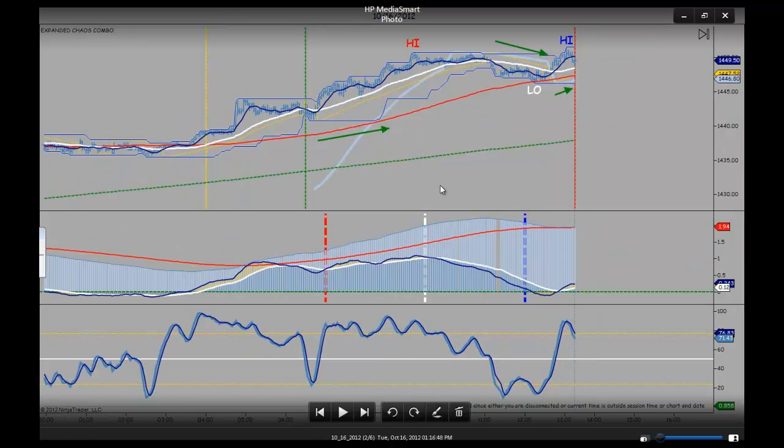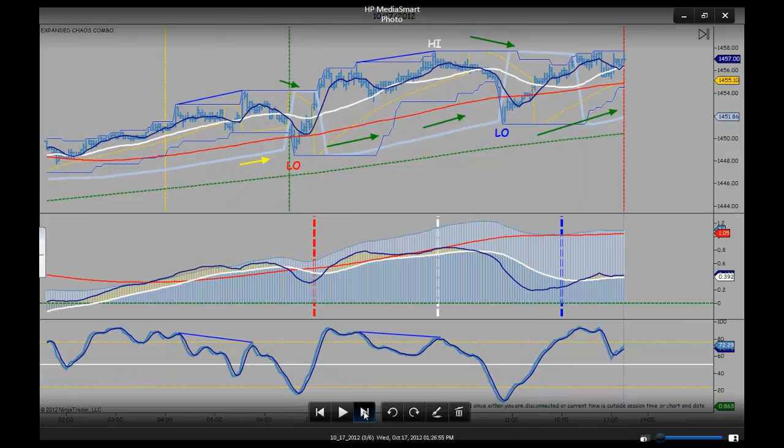Here's Tuesday. This one was even more unidirectional. This one, I took the counter trend trade here as well. We had some divergence on the stochastic. Here's Wednesday. It was also basically moving up. I took the counter trends here, though, also because of divergence, which I marked on this occasion.